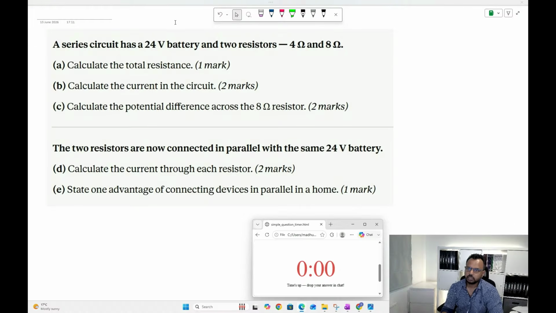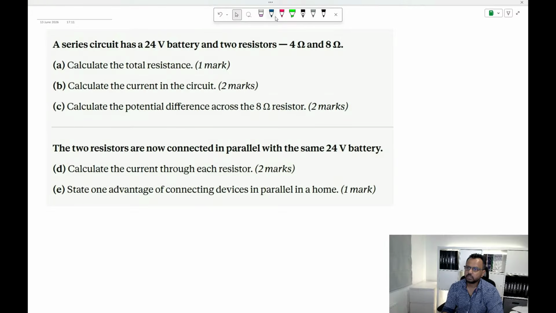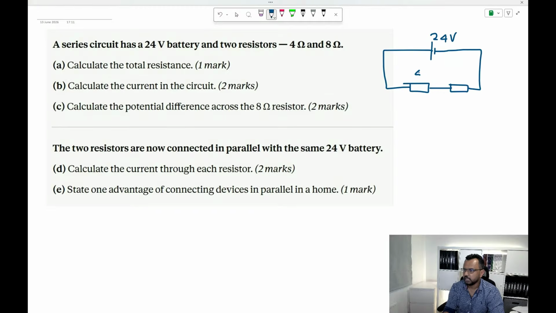Let's have a look. A series circuit has a 24-volt battery and 2 resistors, 4 and 8. Okay, let's draw the circuit. We have a 24-volt battery and 4 ohms here, 8 ohms here. Calculate the total resistance. Now, this is really easy, guys. The total resistance is the sum when they are in series. 8 and 4, 12 ohms.